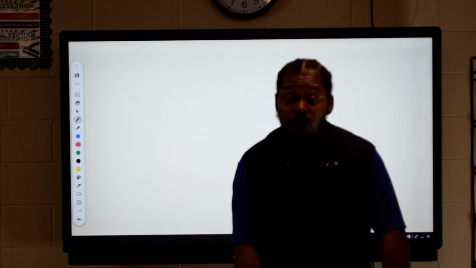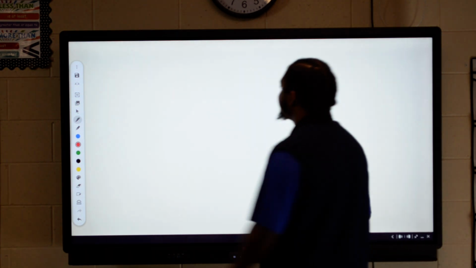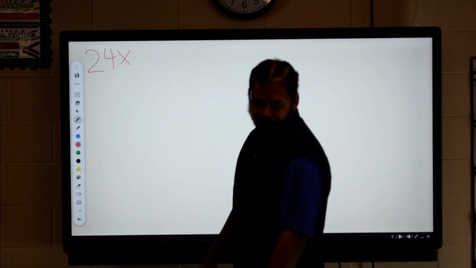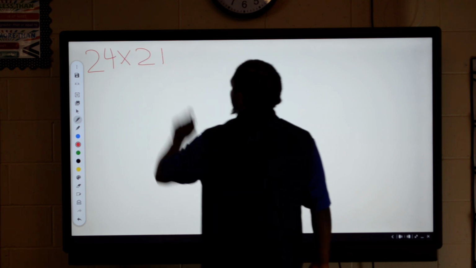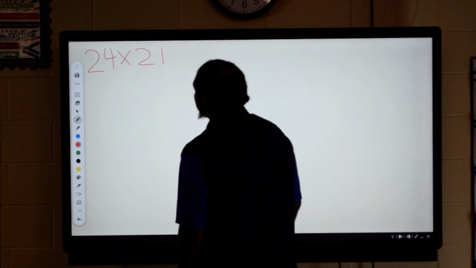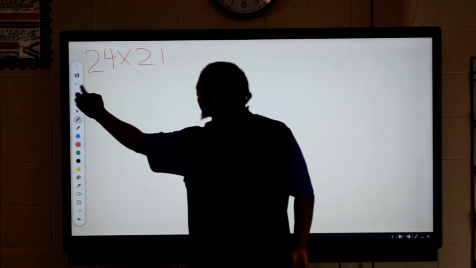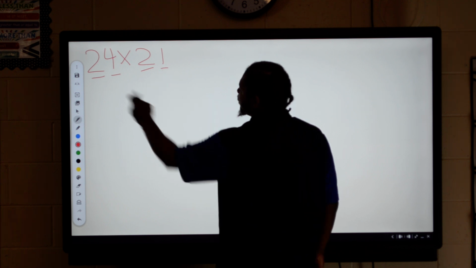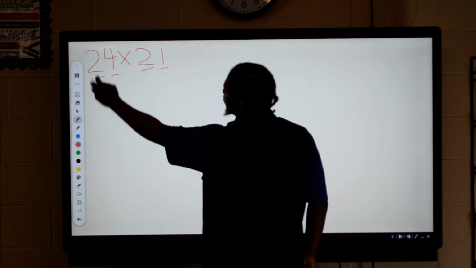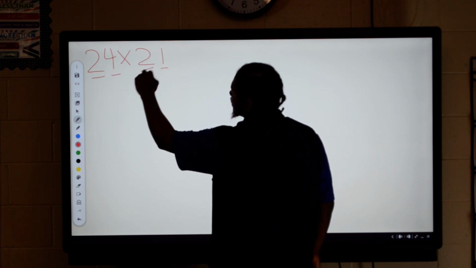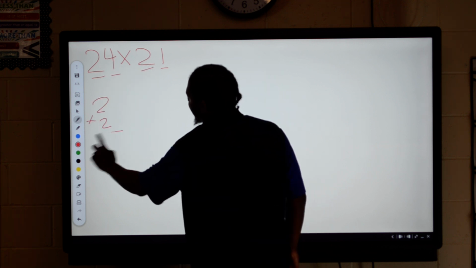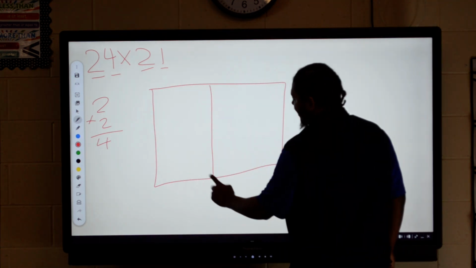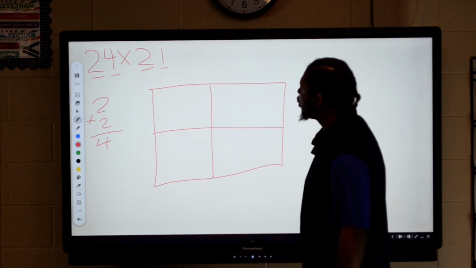So first they have 24 times 21. Alright, so the way that we figure out how many squares we need in our area model is we count the digits. So we have 2 digits here, and we have 2 digits here. So easily we know that this is 4, but this is how we do it. We take our 2 digits by 2 digits. So 2 digits by 2 digits is 4. 2 times 2 is 4. So that's how we know that our area model is going to have 4 squares.